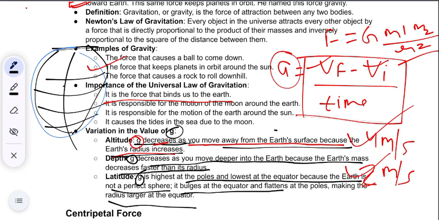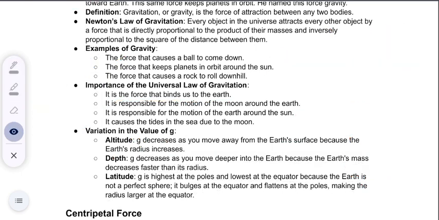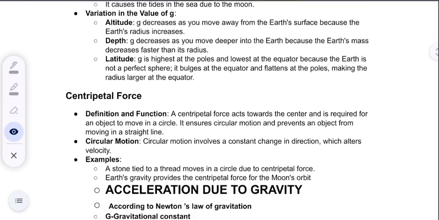That's why the acceleration due to gravity is highest at the poles and lowest at the equator, okay. Why? Because Earth bulges at the equator and flattens at the pole, making radius larger at the equator. Radius is larger at the equator. That's why acceleration due to gravity also decreases.